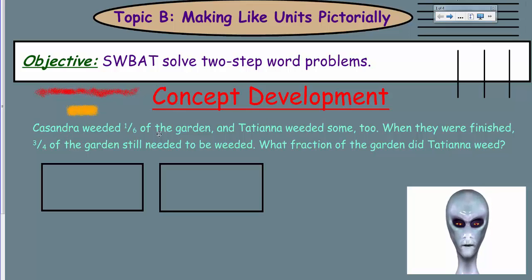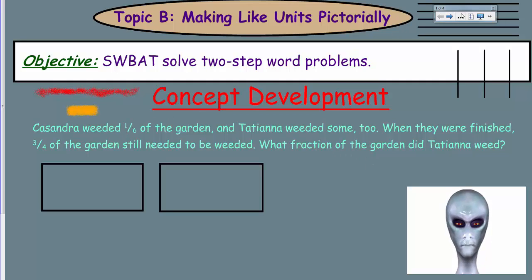It says here that Cassandra weeded 1/6 of the garden. And Tatiana weeded some too. Nice that you could help. When they were finished, 3/4 of the garden still needed to be weeded. It's probably because they were talking. Anyway, what fraction of the garden did Tatiana weed?